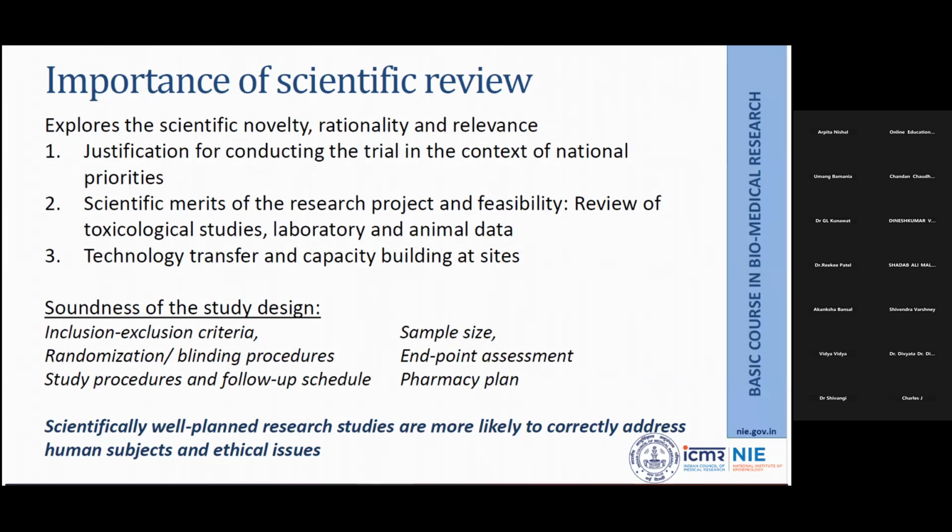So what is done in the scientific review? In scientific review, there is exploration of whether the study has novelty, its rationality, its relevance, and justification for why the trial is being done, and the scientific merits of the research project, which include the study design, the inclusion-exclusion criteria, the randomization procedure, the sample size, the outcome, the pharmacy plan, the follow-up schedule. All these are included in the scientific review. Then review of the toxicology studies, laboratory and animal data, technology transfer, and capacity building at sites. Whenever it is scientifically planned research, they usually address the human subjects and ethical issues.